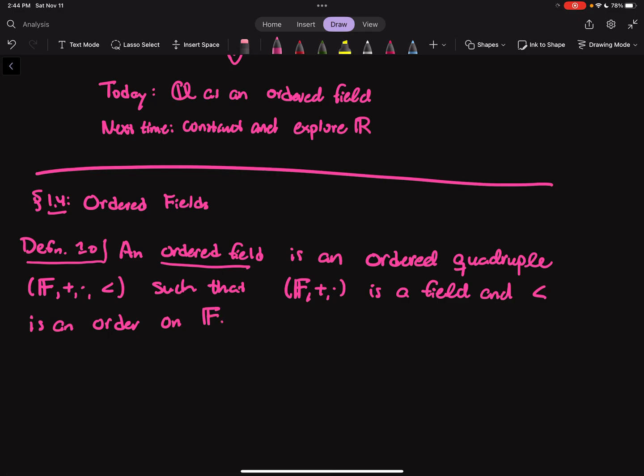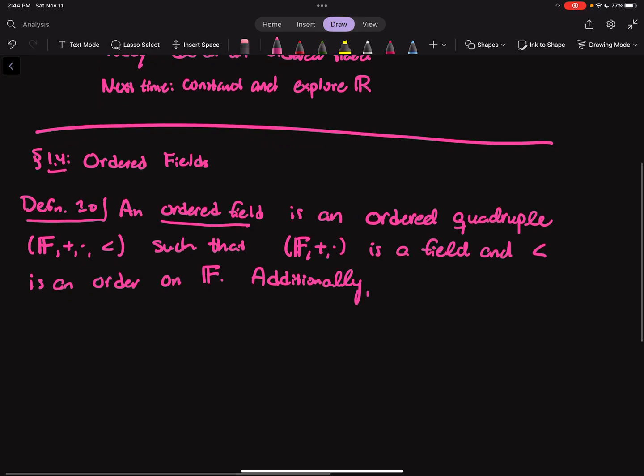Okay. However, this isn't enough, because we need to think about how. Right now we have these two distinct components. F is a field and F is an ordered set. But we should be careful, because we want the ordered set to behave in certain ways. We want the order to interact with the operations of addition and multiplication in specific ways that make sense to us. So we make two additional axioms, and we'll call them OF1 and OF2 for ordered field 1 and ordered field 2.